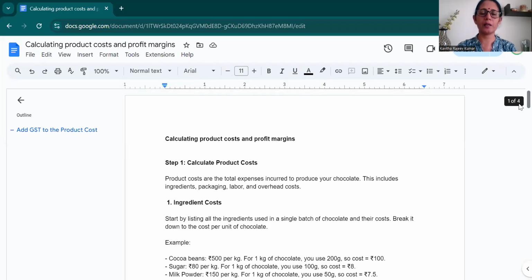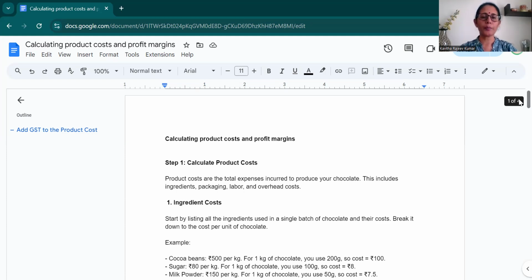Then only you can get a control of, okay, are you moving towards profit, or is any of the product or any of your activities causing more overheads for you? So let us see how you can calculate the product cost first.